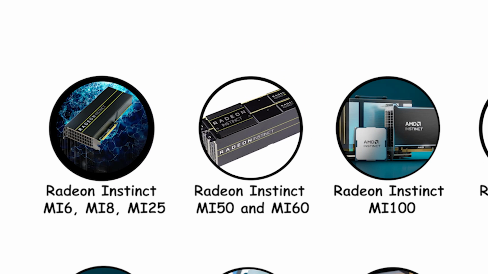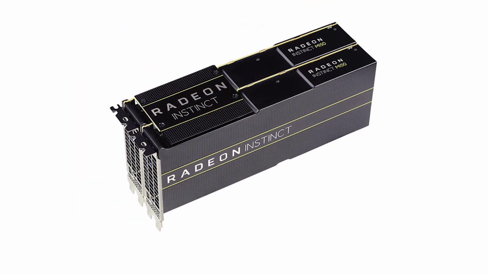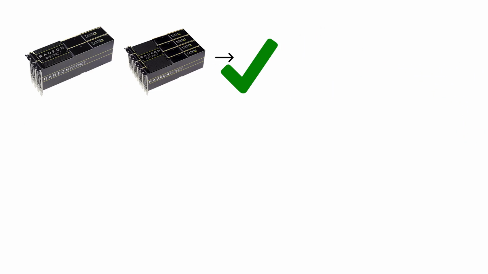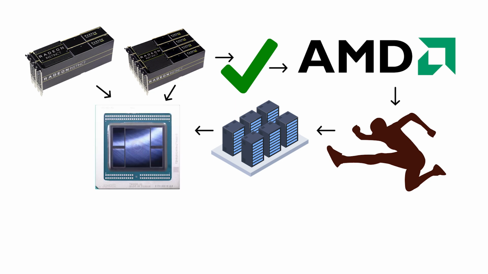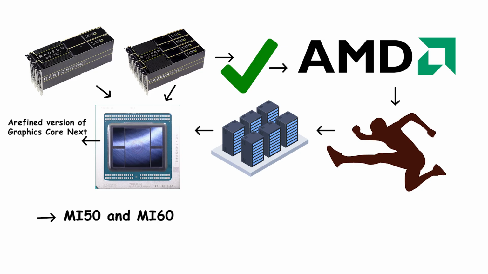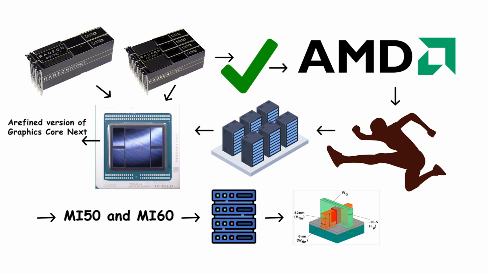Radeon Instinct MI50 and MI60. The Radeon Instinct MI50 and MI60 marked AMD's first true leap into modern data center silicon. Both were built on the Vega 20 architecture, a refined version of Graphics Core Next, and were the first graphics processors for servers manufactured on a 7-nanometer process by TSMC.